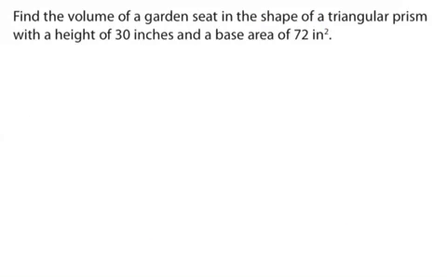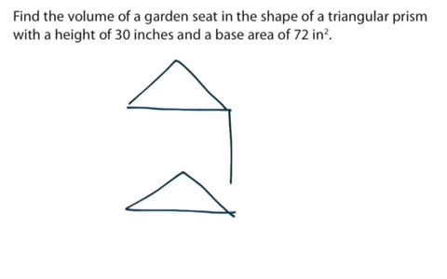So try another one inside of a word problem. Find the volume of a garden seat in the shape of a triangular prism. If I wanted to sketch it real fast, you can find a little side space there and just sketch this thing out. We can put the measurements in. So, triangular prism, kind of like this. This is just to show that it's a bit three-dimensional. With a height of 30 inches. So we know the height coming up the side is 30 inches. And a base area of 72 inches squared. Cool, they already gave us the area of the base.